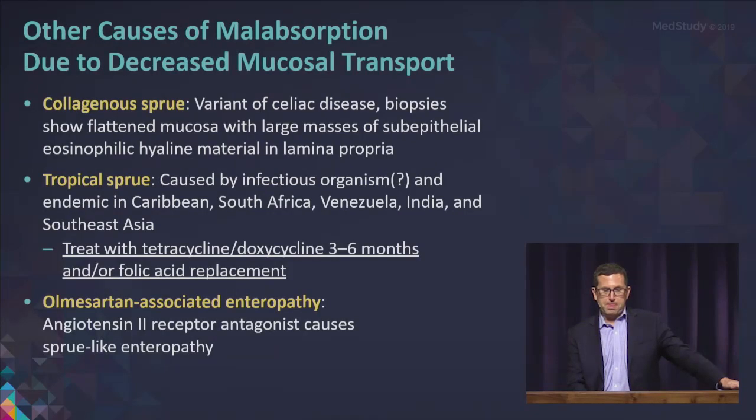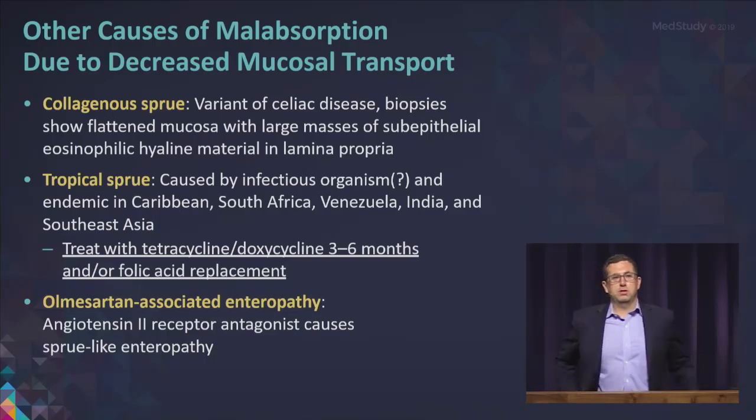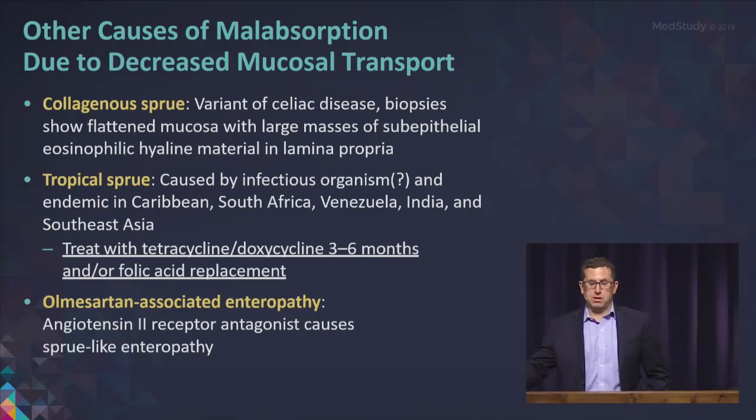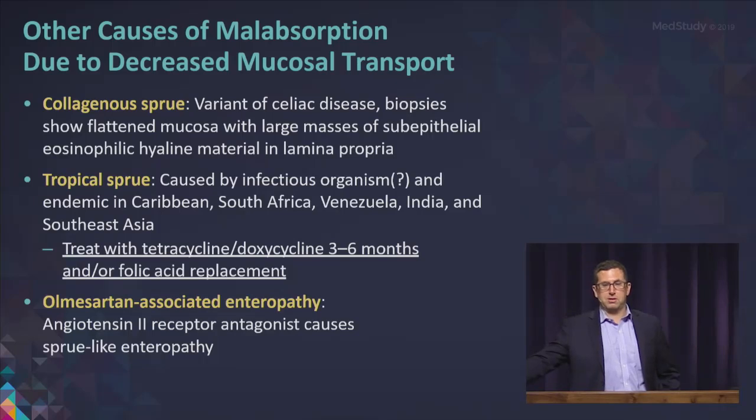Other causes of malabsorption due to decreased mucosal transport would include collagenous sprue, which is a variant of celiac with large masses of subepithelial eosinophilic hyaline material. Tropical sprue is caused by an infectious organism that no one is really sure which agent it is. That's endemic to the Caribbean, South Africa, and other parts of the world. This is generally treated with antibiotics for about 3 to 6 months and with folic acid replacement as well, because folate levels could be low in this condition.